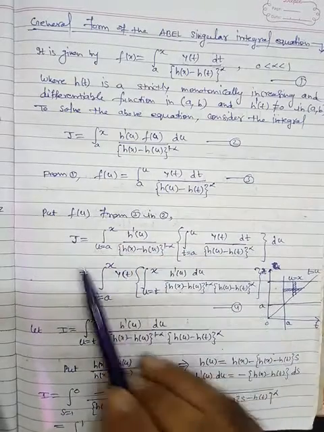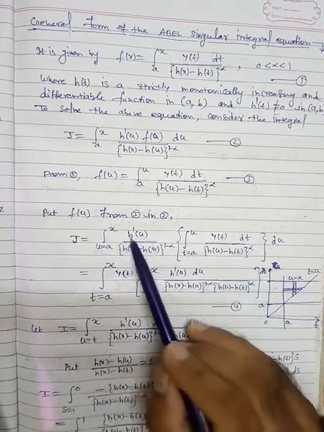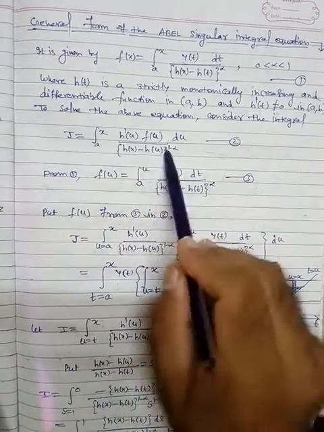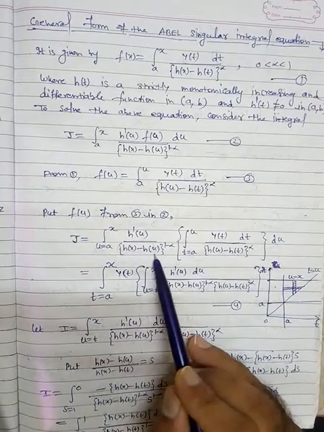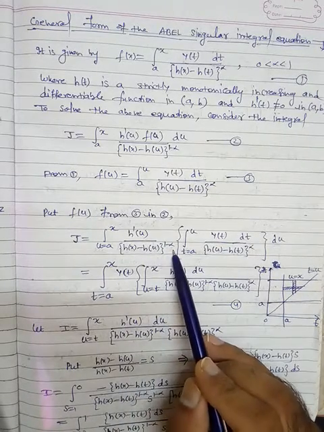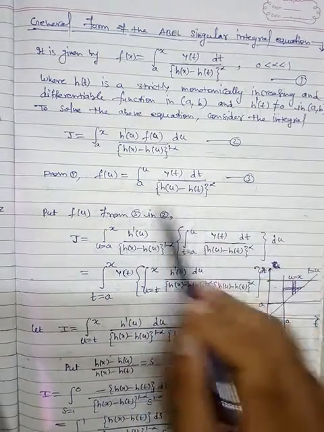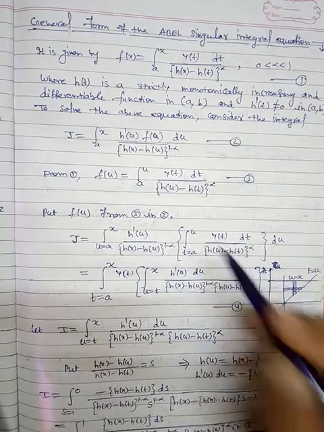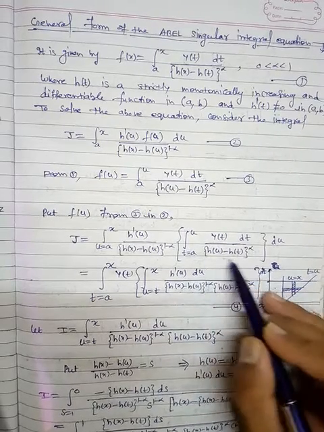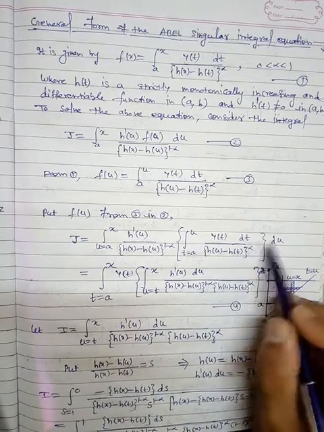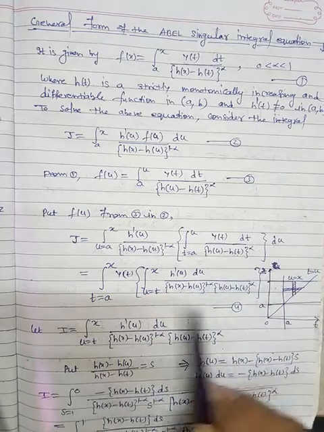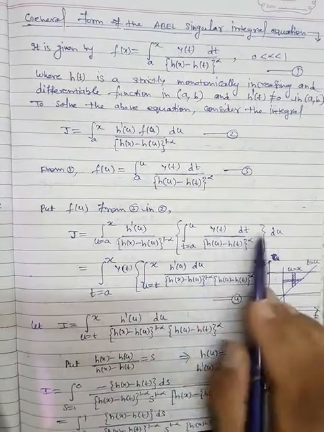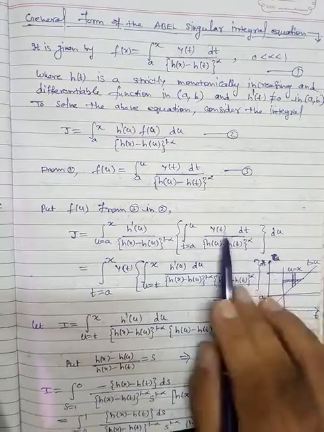When we substitute, we get J equal to the integral from a to x of h'(u) divided by (h(x) - h(u)) raised to the power 1 minus alpha, and now f(u) is replaced by the integral from a to u of y(t) divided by (h(u) - h(t)) raised to the power alpha, dt, du. Fine. Now we interchange, or change, the order of integration.